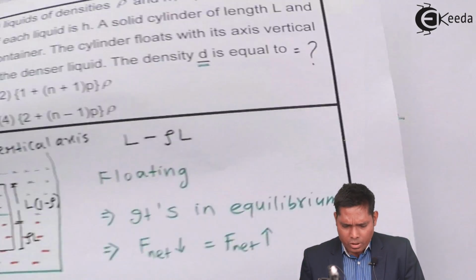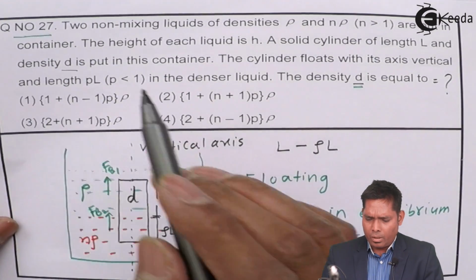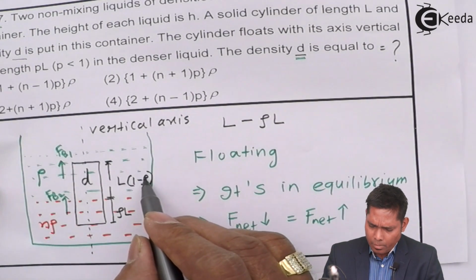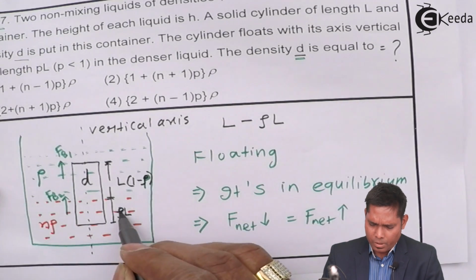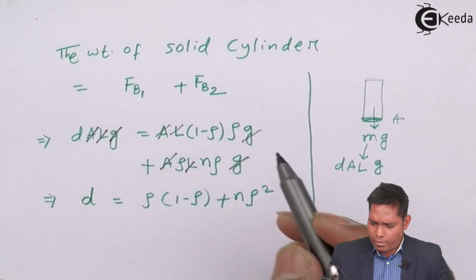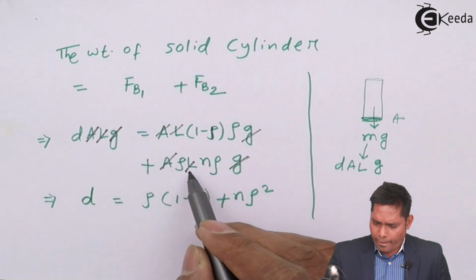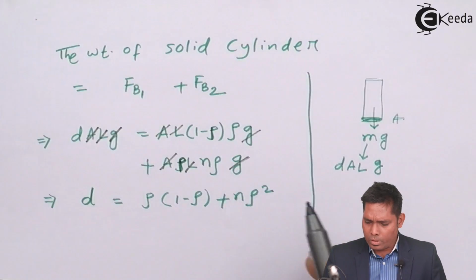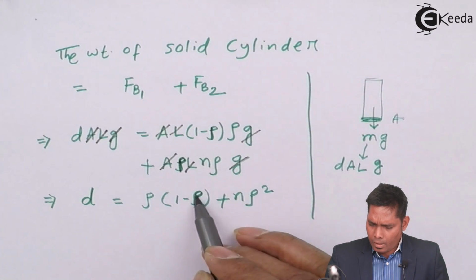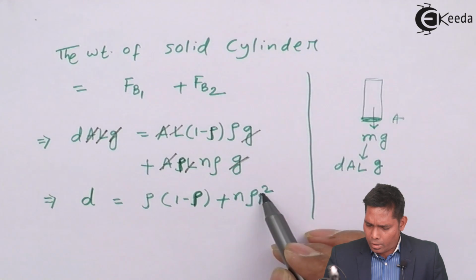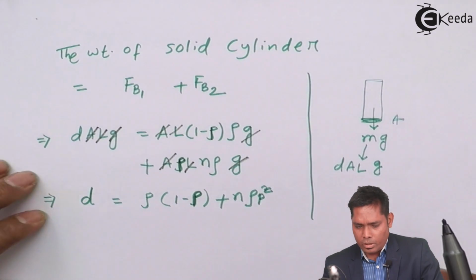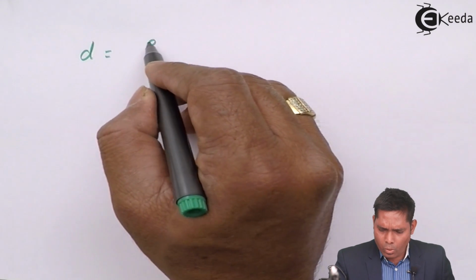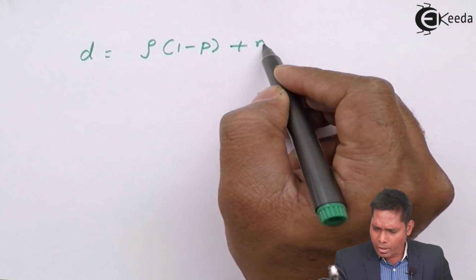Now I have to see the options. This is actually PL, not rho. Wherever it is the length, it is P. It looks like rho, but it's a P here. So let me write that again. D equals rho into (1 minus P) plus N rho P.